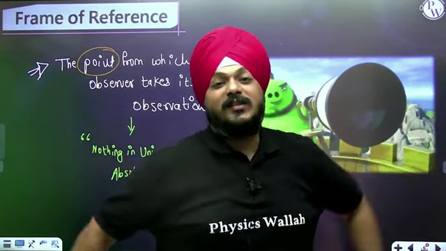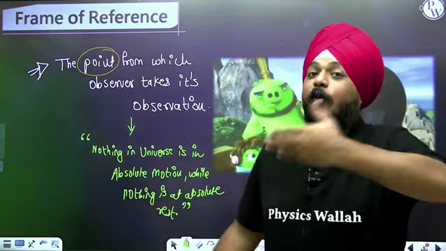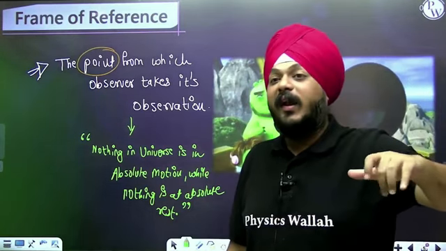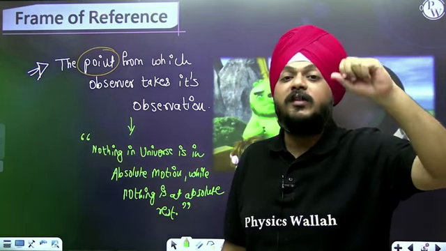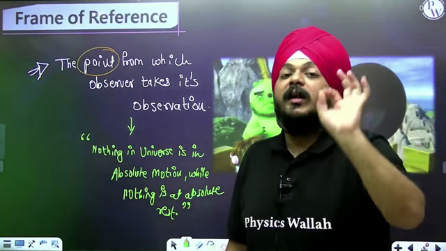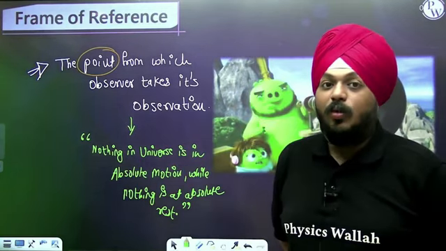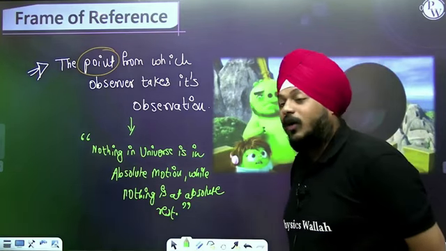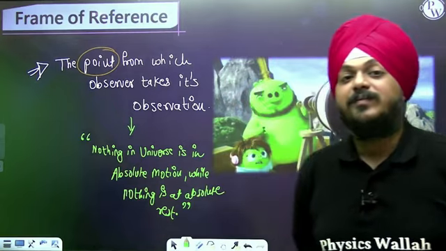Nothing in the universe is at absolute rest. We can't define that from all frames of reference. See, absolute rest means that in the entire universe, from all frames of reference, from all positions, it appears to be stationary. Is it possible? No. It's not possible. So for that reason, nothing in the universe is at absolute rest.